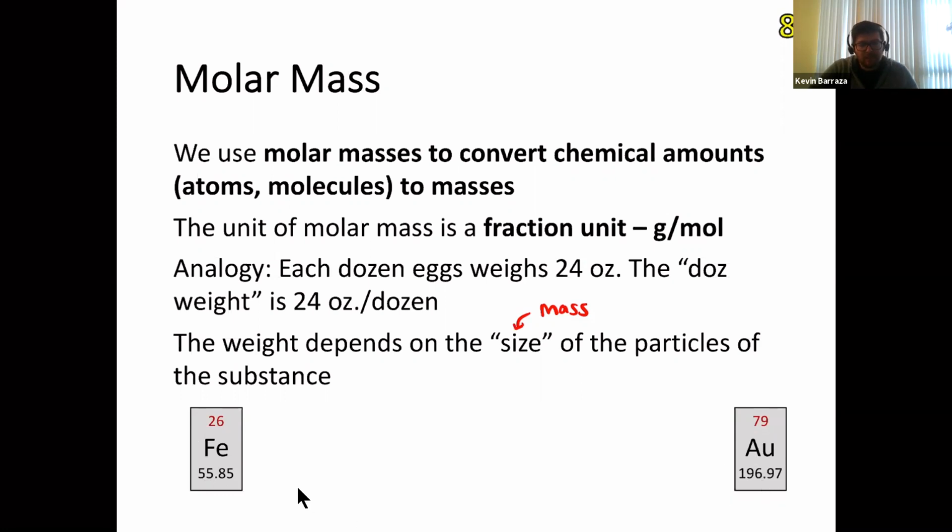So it's a direct connection to the size of the particles by mass. Iron is smaller in terms of mass than gold, and therefore has a smaller molar mass. But that's the key hurdle to jump to, this idea, what does a molar mass really mean?